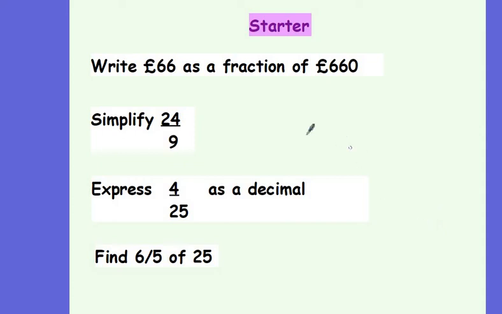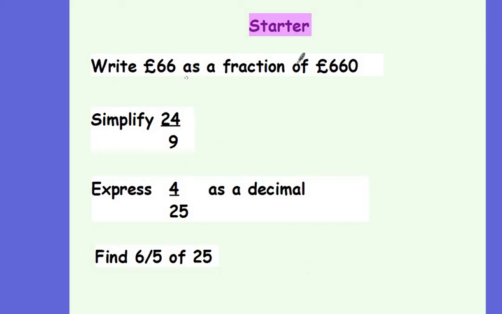Let's start off with today's starter. Can you write £66 as a fraction of £660? Can you simplify 24 over 9? Can you express 4 over 25 as a decimal? And can you find 6/5 of 25 for me? Please pause the video and have a go at these questions in your light blue books now.